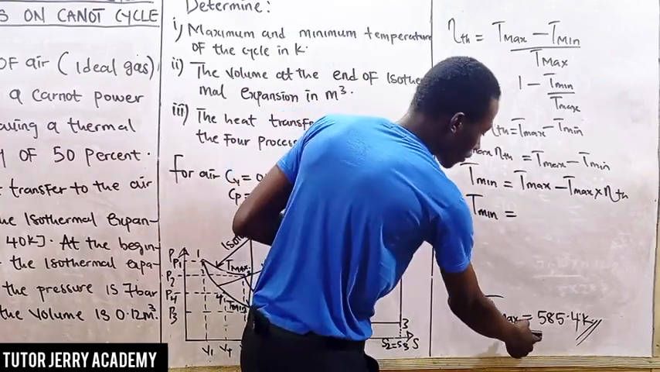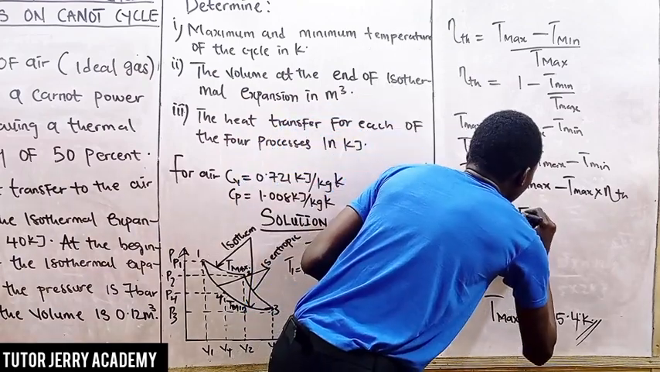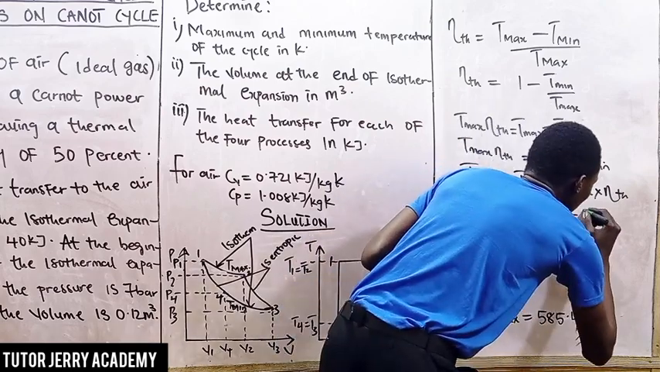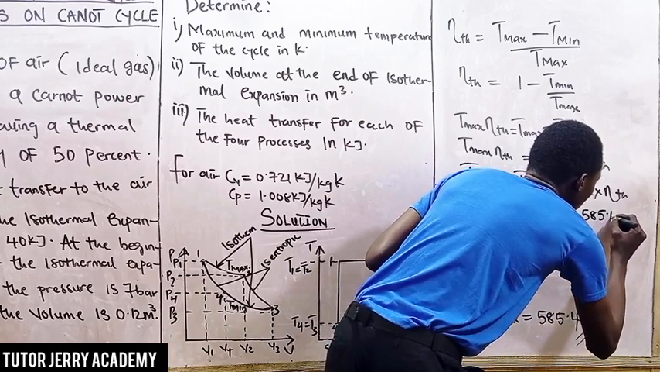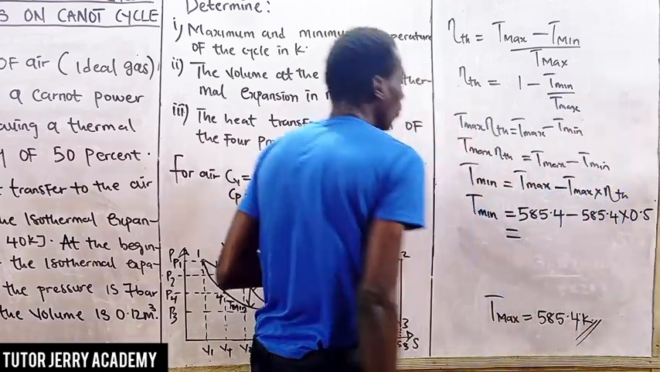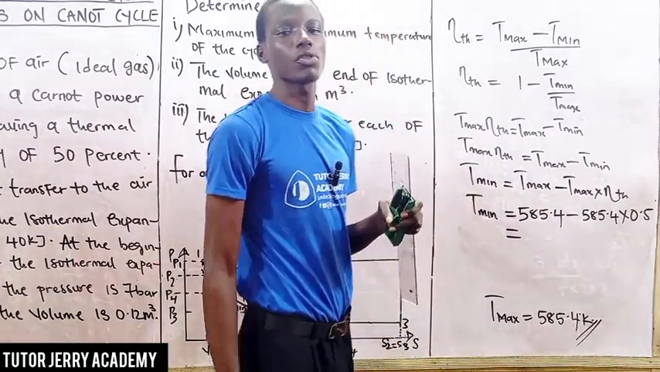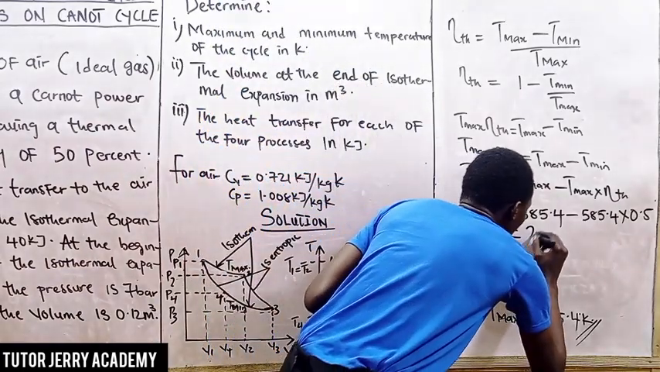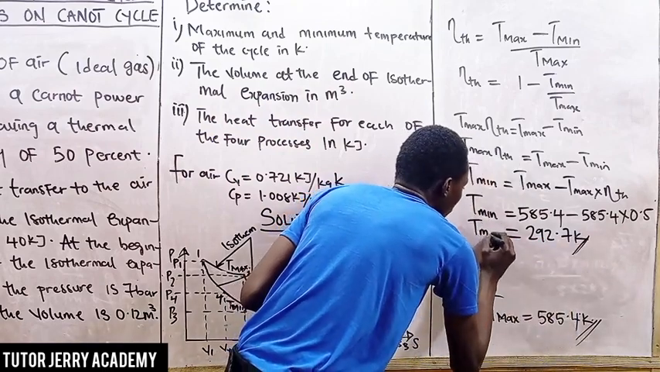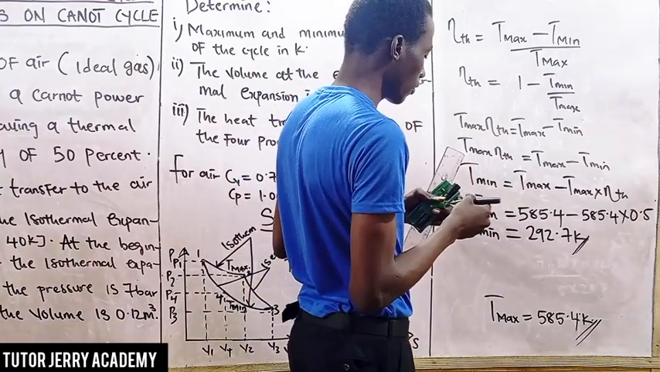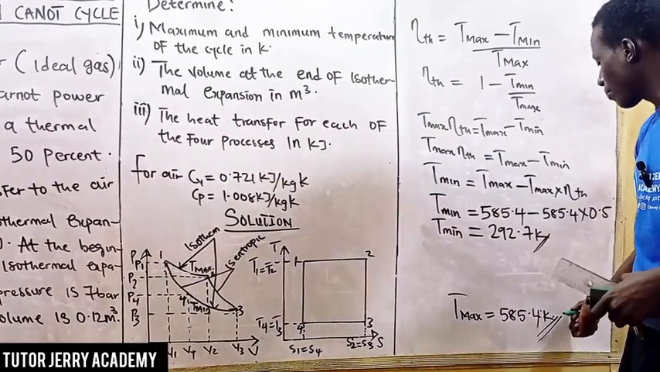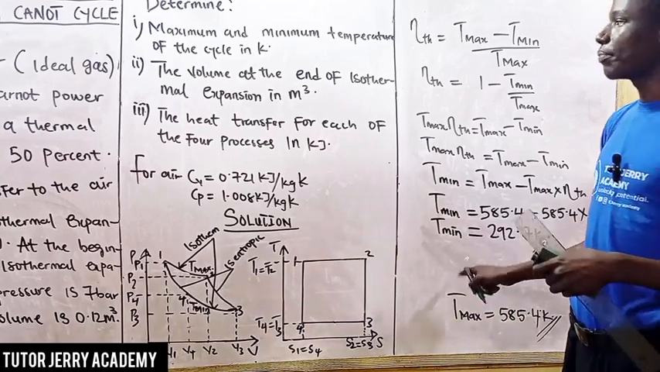What is my T max? It's 585.4. So I have 585.4 minus my T max, which is 585.4, multiplied by my Carnot efficiency, which is 0.5. It implies that my T minimum will be nothing but 292.7 Kelvin. So this is my maximum temperature and this is my minimum temperature.